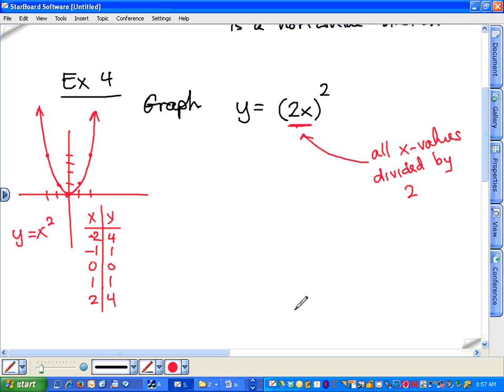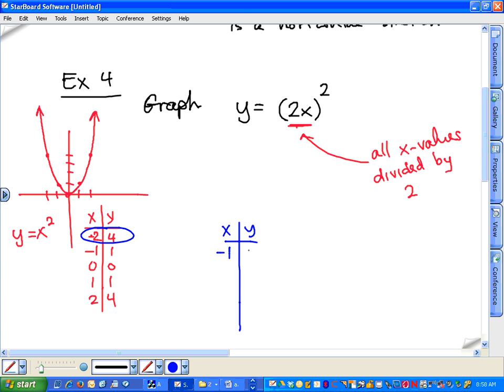You have to do the opposite. If it says 2x, the opposite of that is x over 2, or x divided by 2. So if we make a new table of values, the y column remains unchanged. Okay? It's the x column that changes according to this, all x values divided by 2. So what does this point become?